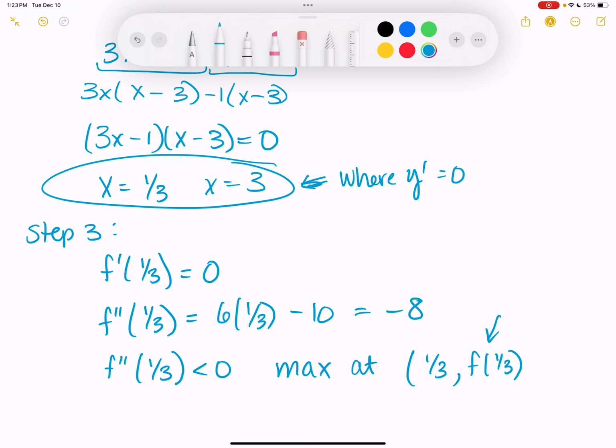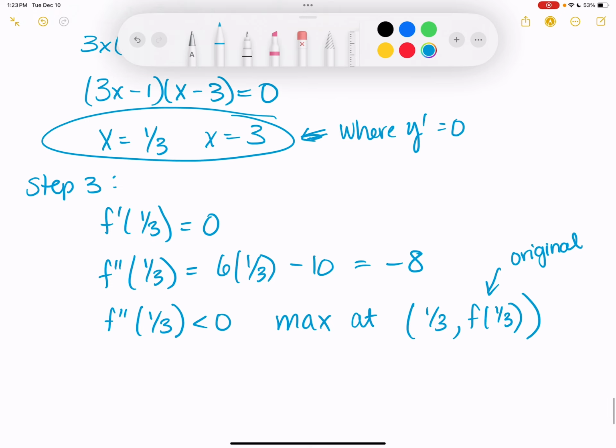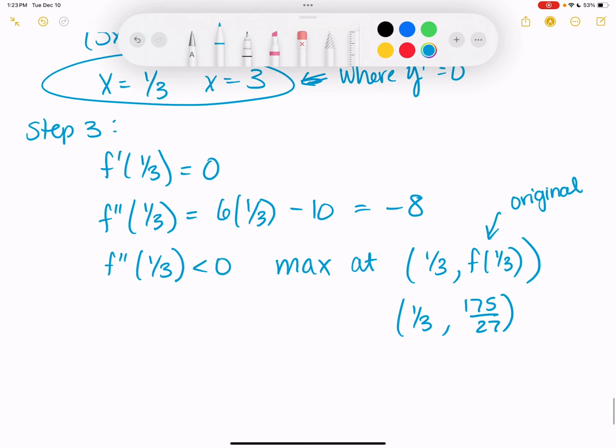And f of 1/3 goes into the original. You'll notice it's not any prime. So the max is at 1/3, and if you plugged it in, just for the sake of time, it would be 175 over 27. Now, that's one of them. I also need to do it at 3.